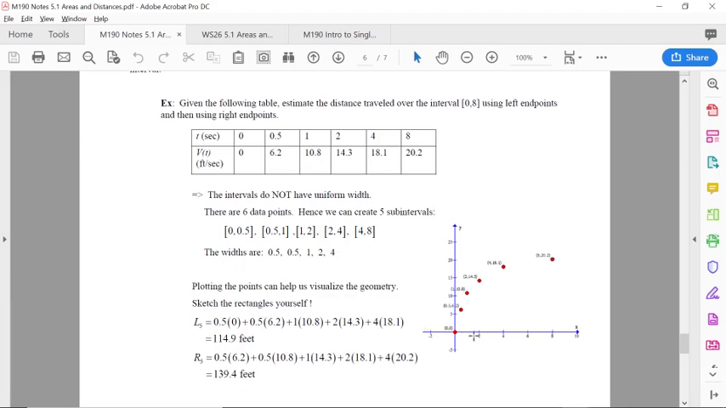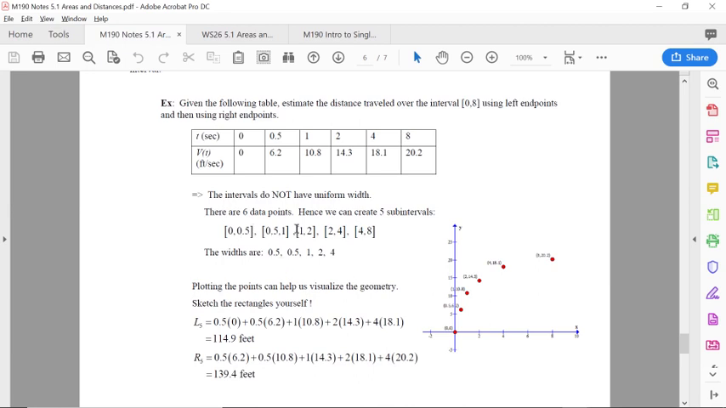How many subintervals can we construct? Well, we can create a subinterval between the x values of these 2 points. That's a subinterval right there, from 0 to 0.5. That's one interval between these two. One interval between these two, that makes 2. An interval between these two, that makes 3. An interval between these two, that makes 4. And an interval between these two, that makes 5 subintervals that we can construct.